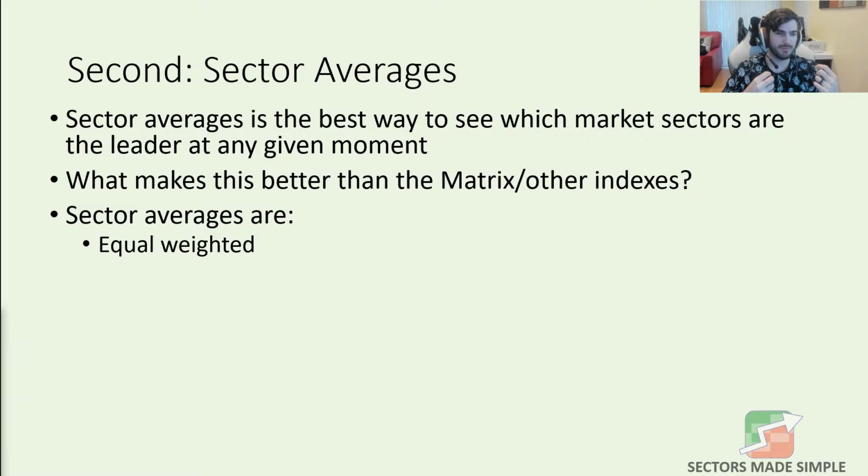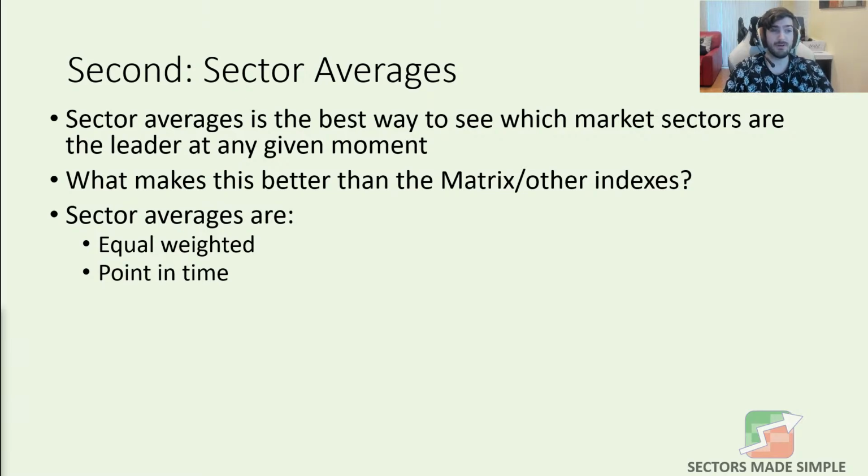So these sector averages are equal weighted. The smallest company and the largest company all count for 499 charts. The second reason is that it's point in time.